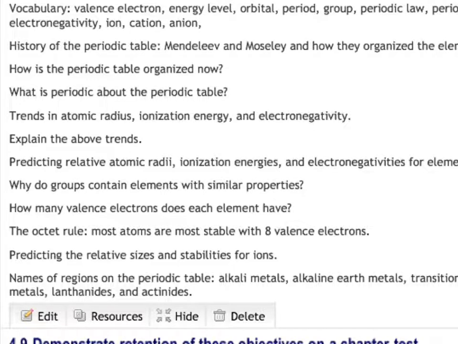Today we're going to review for your test on the organization of the periodic table. So the first thing you should do is take some time to review the vocab, make sure you know what each one means and how it's used. Next we have some history of the periodic table.